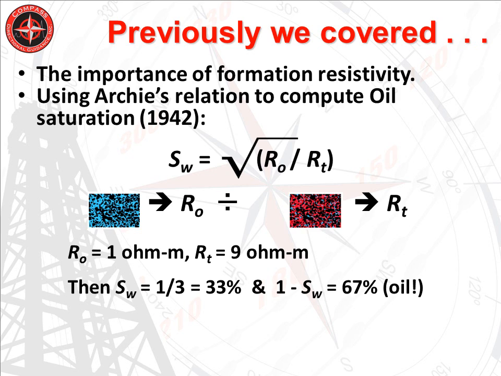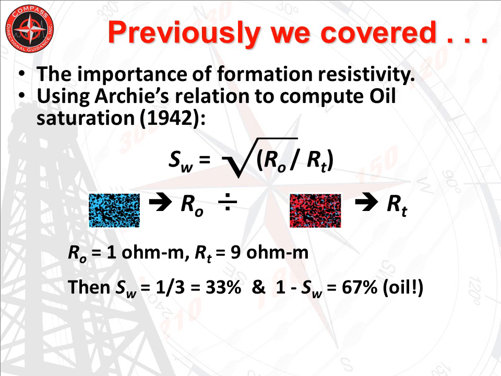In Part 1, we covered the importance of formation resistivity and how to use Archie's relation to determine oil saturation. Archie's relation is used to estimate the water saturation, SW, of a zone of interest. Two quantities are required. The first is referred to as R0 and is an estimated resistivity that represents the hypothetical resistivity of the zone of interest if it were 100% saturated with water.